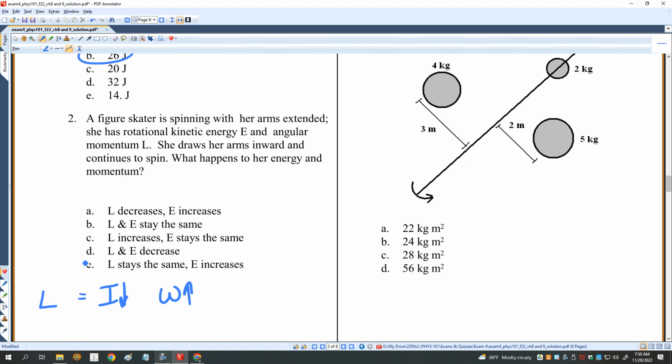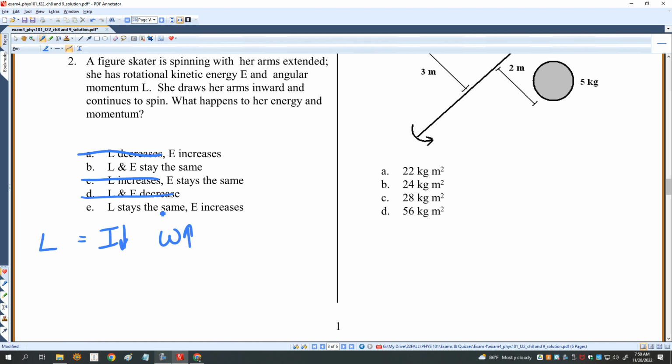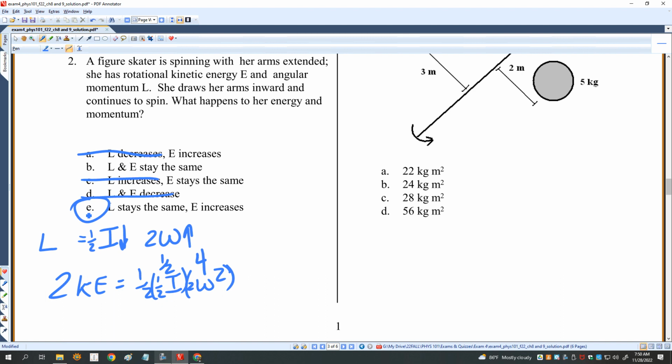So first I can just get rid of these here, here, and here, because my angular momentum has to remain the same, since there are no external forces acting on it, no external torques. But what happens to the energy? Well, because the energy is equal to 1/2 I omega squared, let's say that this goes down by a factor of half and this doubles. If I have a factor of a half here and a factor of 2 here, that gives me twice the kinetic energy. So while the angular momentum remains the same, the energy increases.